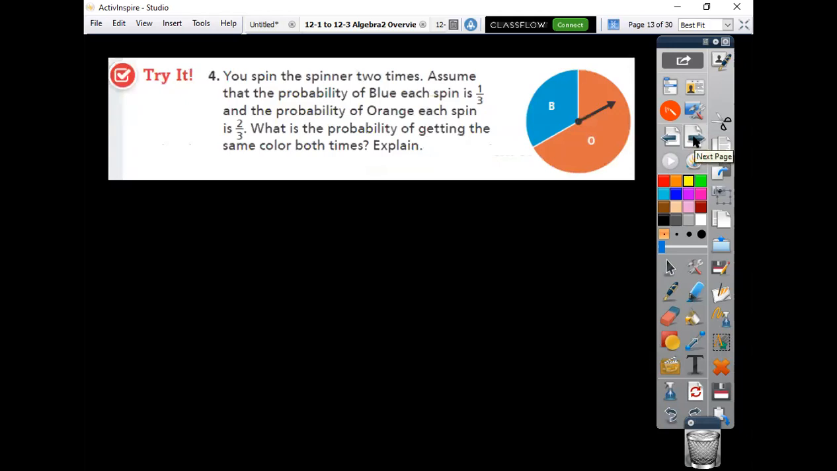Spin a spinner 2 times, assume the probability of blue is 1/3, and the probability of orange is 2/3. What's the probability of getting the same color both times? So if I do 1/3 blue and the next time 1/3, that would be 1/9 of the time. And then on the orange, I would do 2/3 times 2/3, which would give me 4/9.